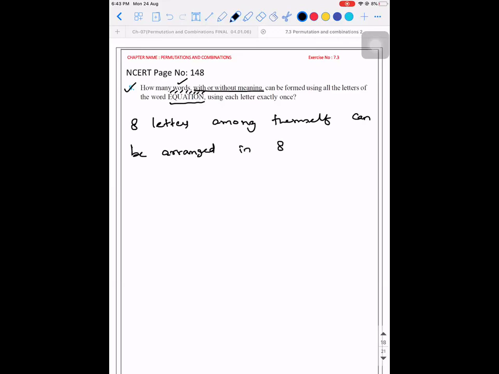8 ways. You can arrange it in 8 factorial ways. Because you will get it as 8P8, which is 8 factorial divided by (8 minus 8) factorial. So 8 factorial divided by 0 factorial, which is 8 factorial.